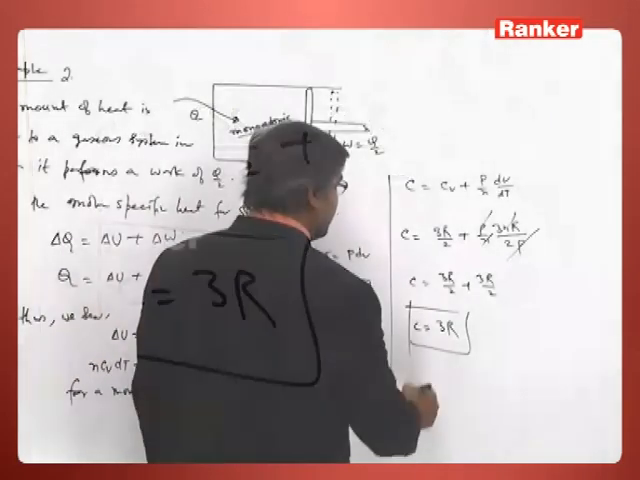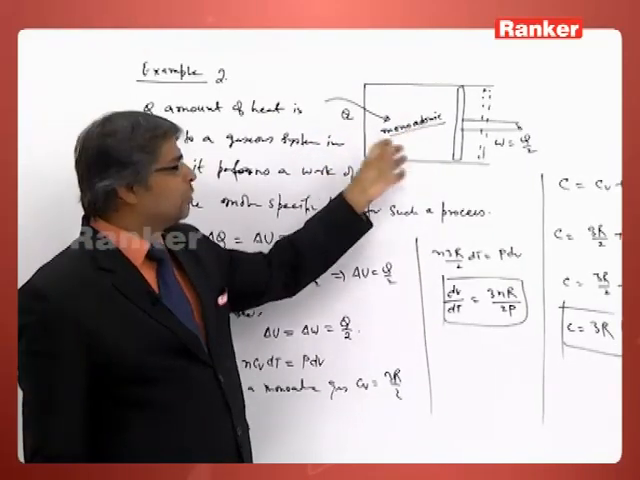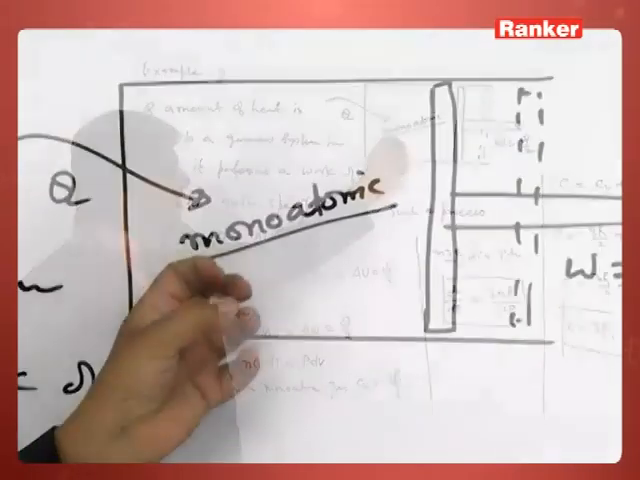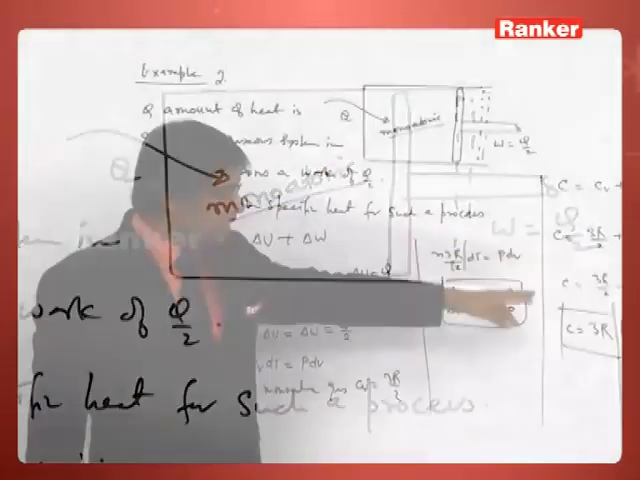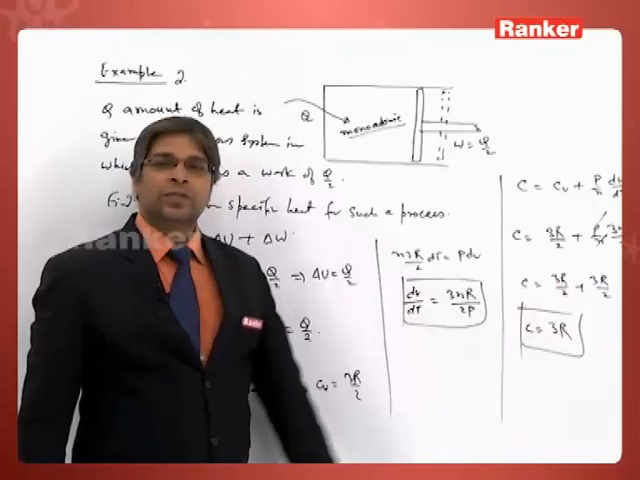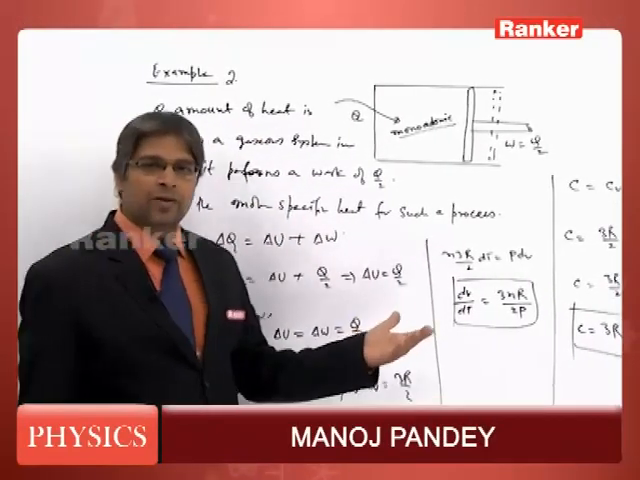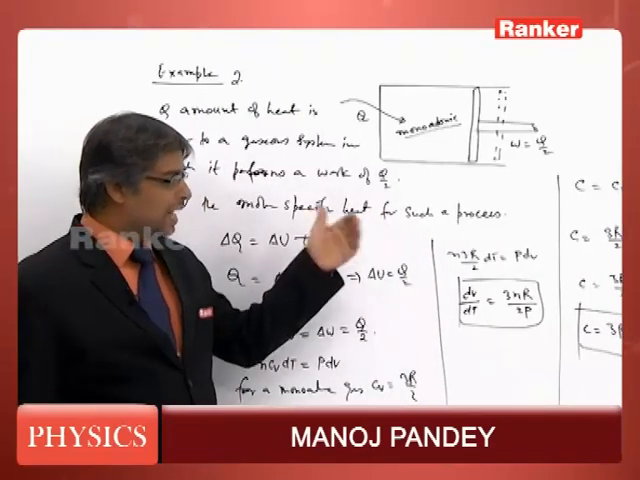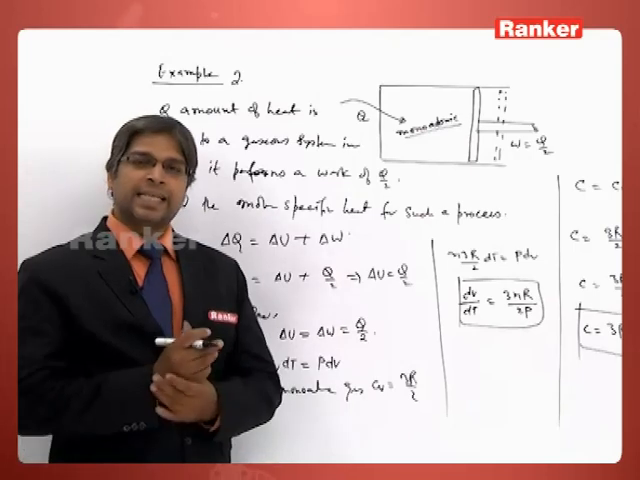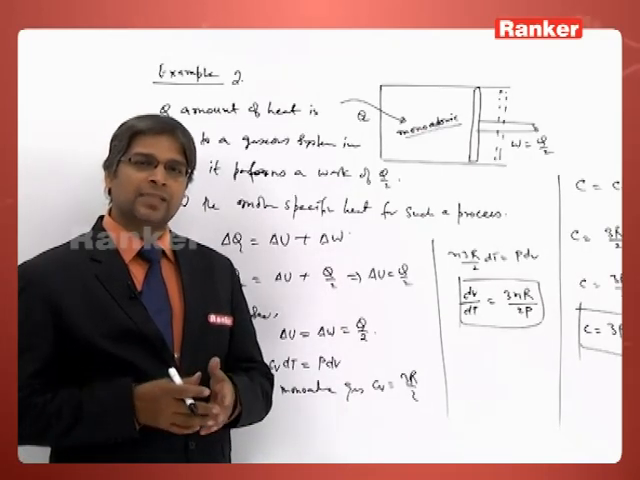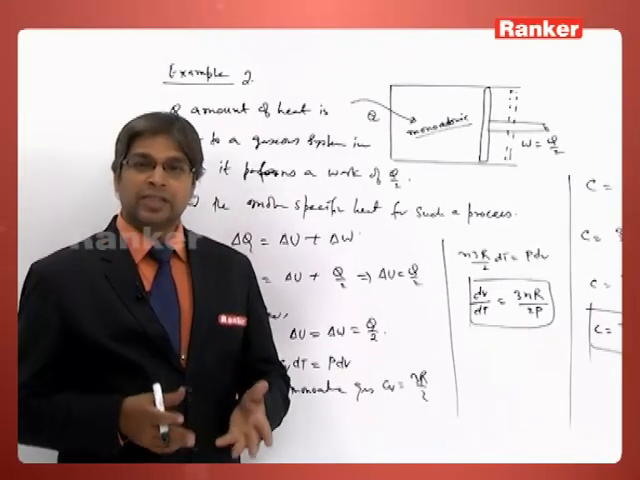So we see that if a monoatomic gas uses 50% of energy into heat and the remaining 50% into work, then the specific heat becomes 3R. So we have seen one more example where different processes have different values of specific heat. Now let us take an example of a process in which the specific heat may be 0.